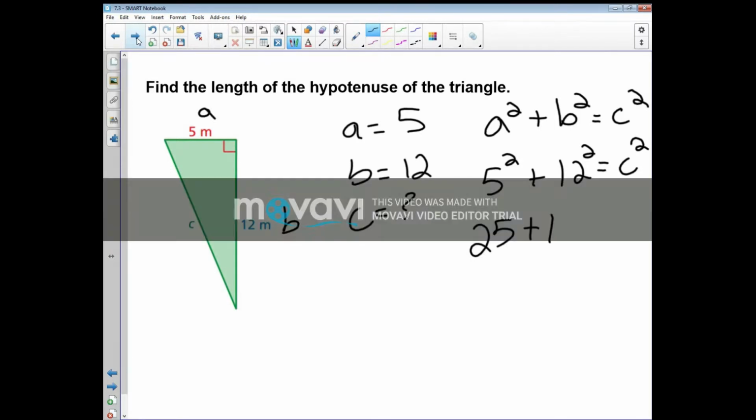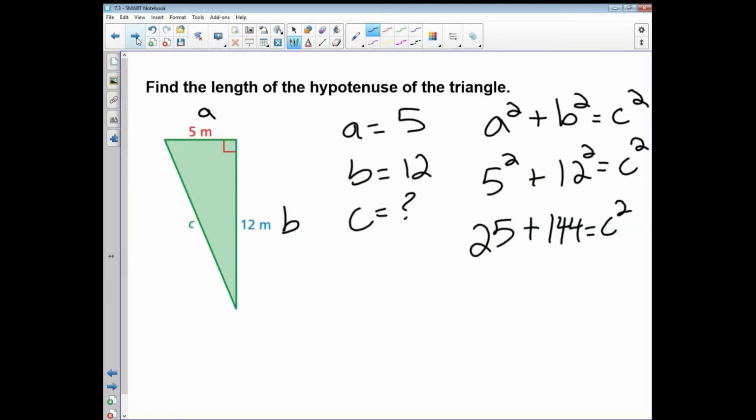Okay, because again, we don't know what c squared is. We're trying to solve for that now. Okay, now that we have the two numbers, we can add them up because there's no more exponents. And when we add them, we're going to end up getting 169. Okay, so you get 169 is equal to c squared.